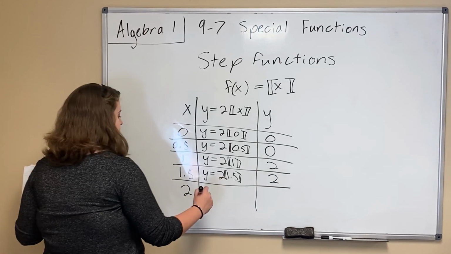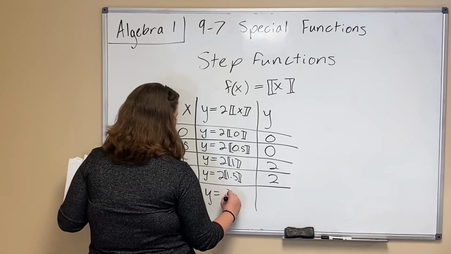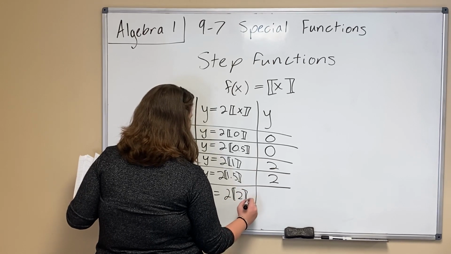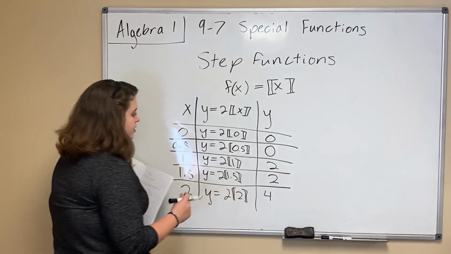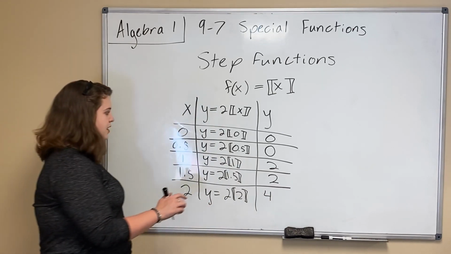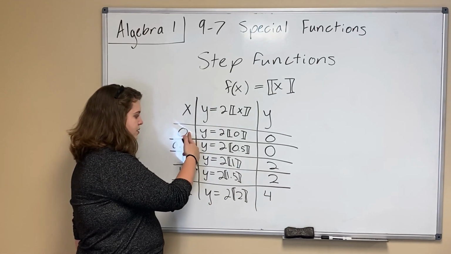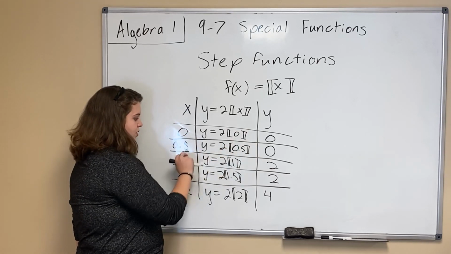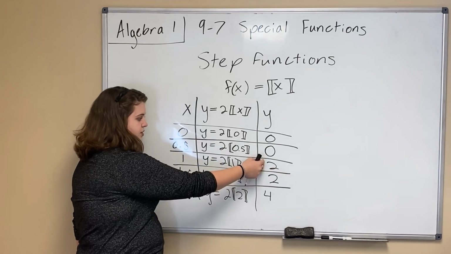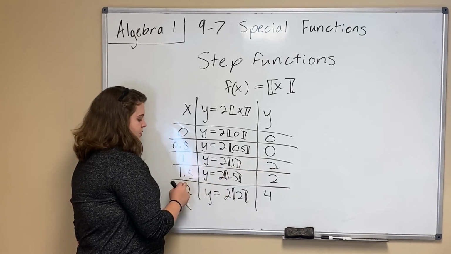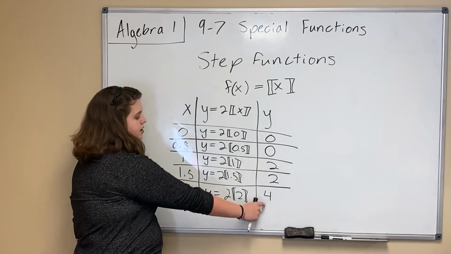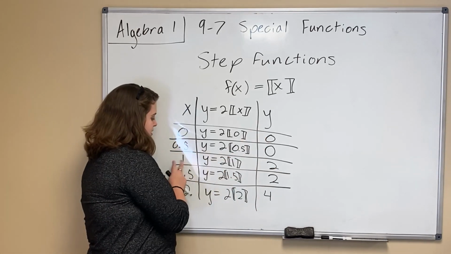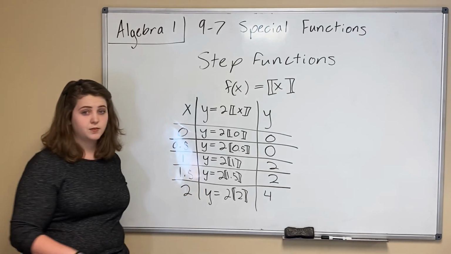Once I hit 2, I'm going to do y equals 2 times 2, and that's 4. So basically I'm saying in a range from 0 until 1, I'm at 0. Once I hit 1, it turns into 2, until I make it to 2, and then it'll be 4. So our y value only changes at whole number increments.